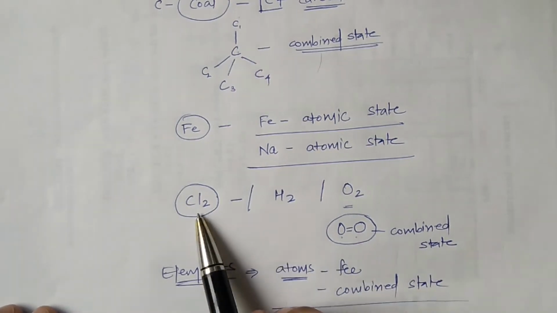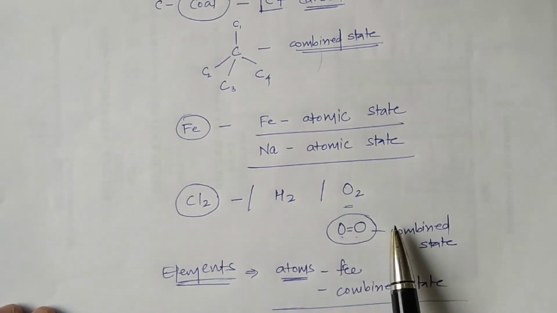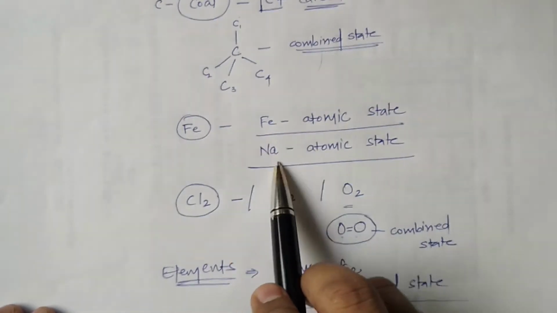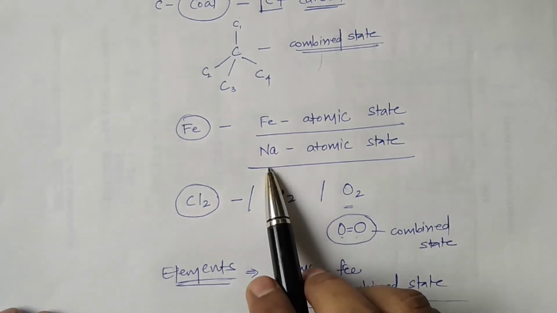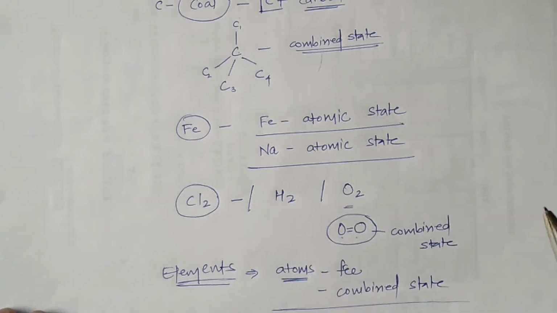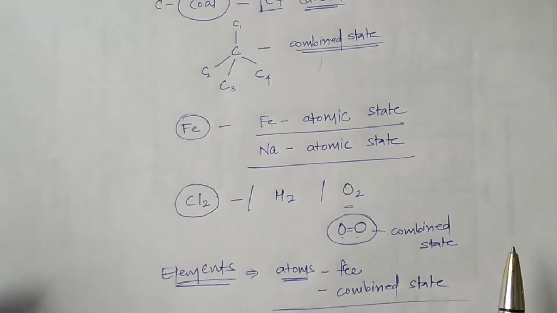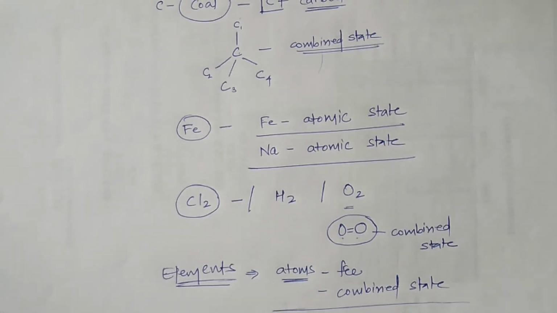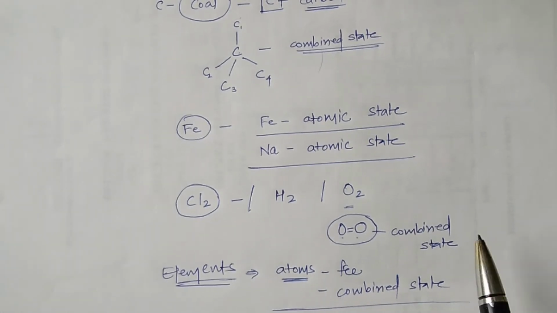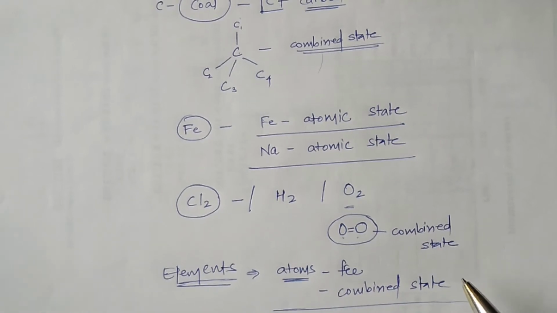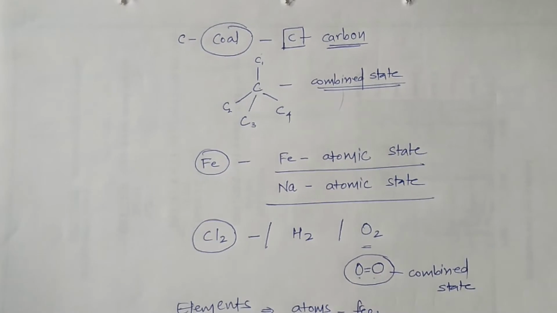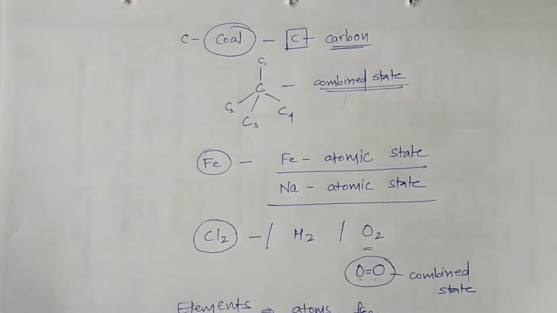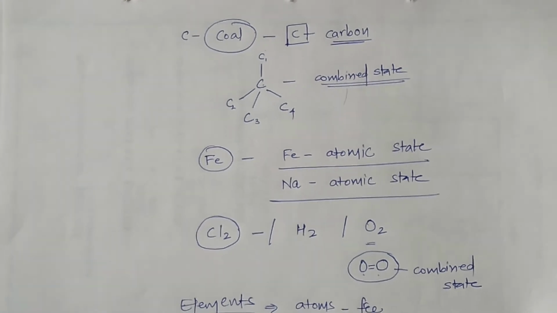Now similarly we have Cl2, H2, O2. These are all in combined state. Fe and sodium are in the atomic state. They don't form a combined state. Cl2, H2, O2 are in the combined state, so they are considered molecules. I cannot say sodium molecule. I have to always say atoms of sodium because they are in free state. Metals are generally obtained in the free state, so I cannot say molecule of copper. It is always atom of copper. Is that clear? Similarly, carbon we can take. Diamond is a combined state, where carbon is attached to another carbon. So this forms the molecule of an element.